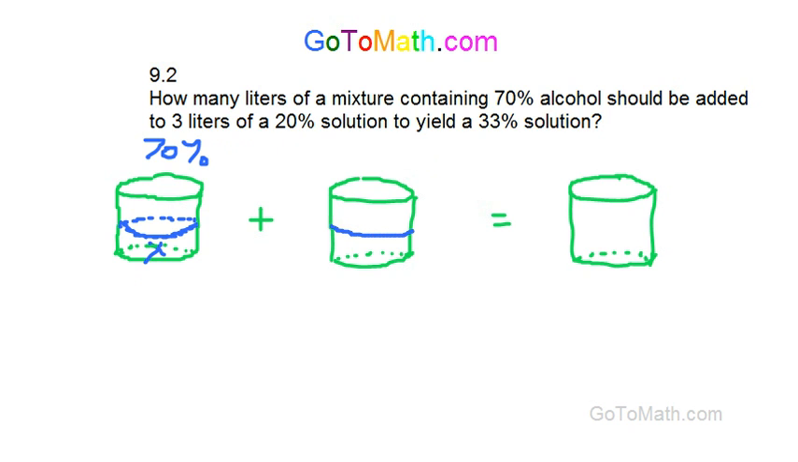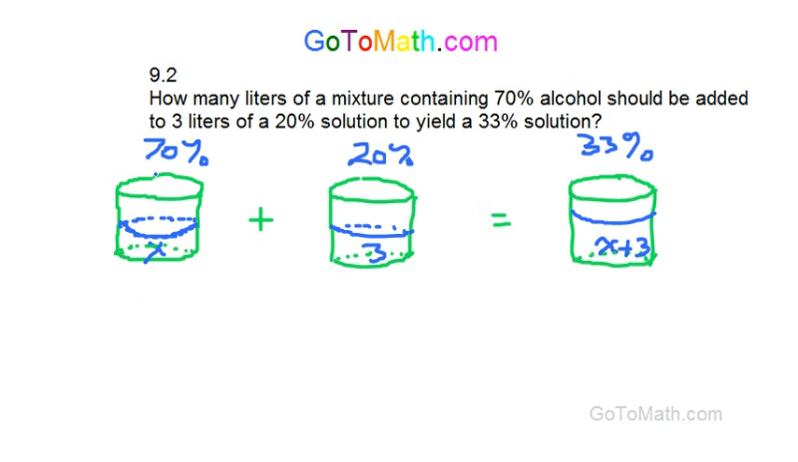So I'm just going to kind of arbitrarily pick a point here. So we got 3 liters of 20% solution in this bucket, and now we have in this bucket here, this is our 33% solution, and of course we're adding this amount plus this amount to get this amount. So how many liters are in this bucket? Well, this would just be X plus 3. Does that make sense? This is X plus 3 liters. Okay, so now we have a picture here.